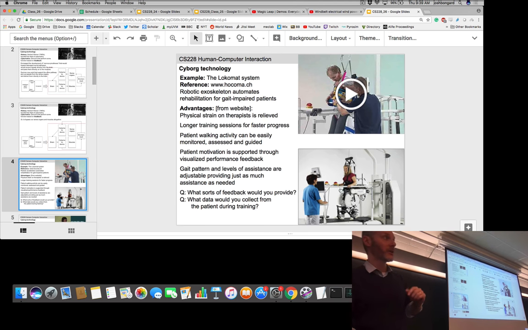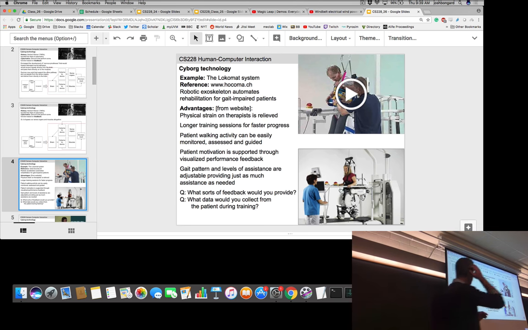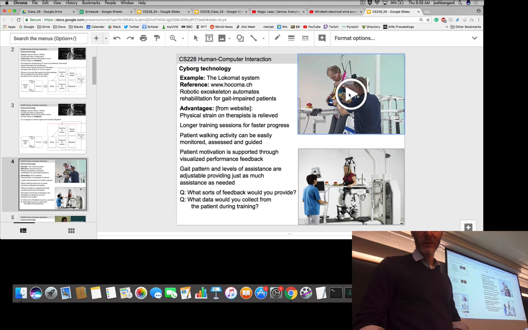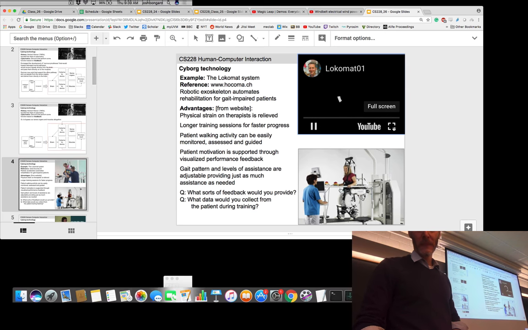First system we're going to look at, and this might be the only one we look at today, is the Locomot system. I actually helped work on this when I was doing my graduate studies in Zurich, Switzerland. This is a robot, so it's a prosthetic device that is wearable. Actually, I'll start the video and talk over it for you.